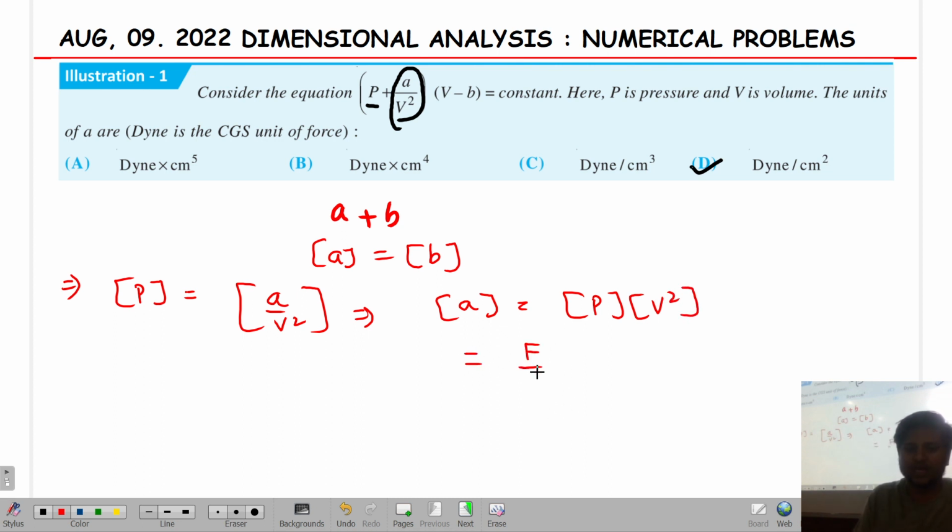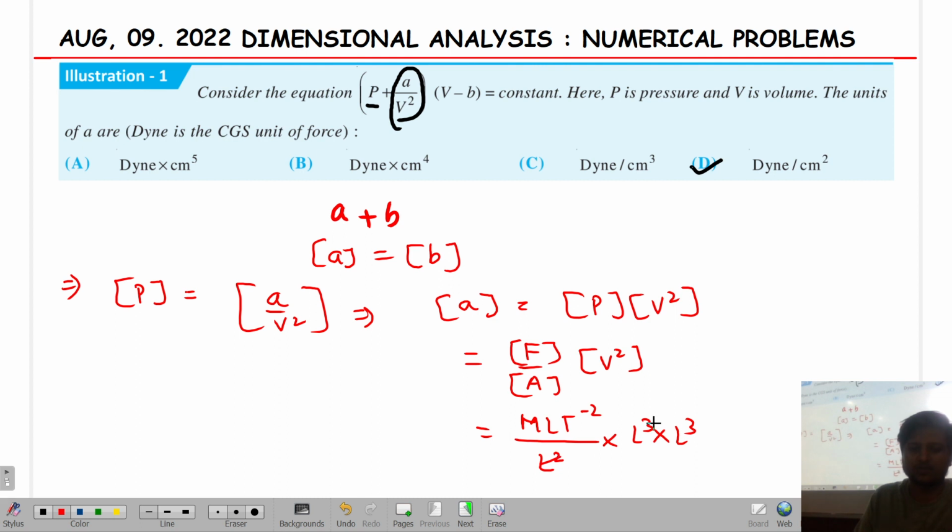Pressure is equal to force by area. Dimensions of force by dimensions of area into dimensions of volume square. What is the dimension of force? M L T to the power of minus 2, or not? Kg meter per second square. Area is L square. Volume is L cube, yes or no? So this will get L cube into L cube, two times it will come. So this will get cancelled and L will appear.